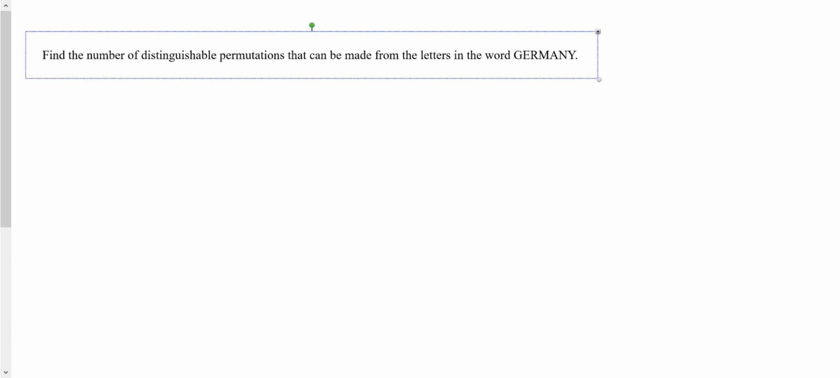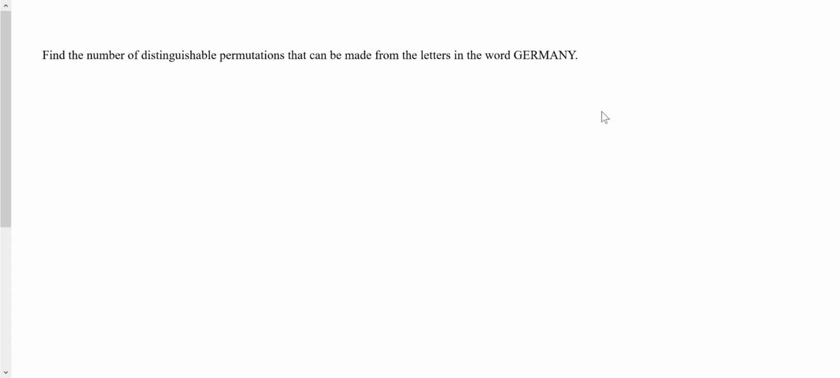Find the number of distinguishable permutations that can be made from the letters in the word Germany. Okay, so for a problem like this, we need to first analyze, are there any repeating letters there, and there aren't. And so as a result, we're just going to go 7 factorial. And that's going to give you 5,040.